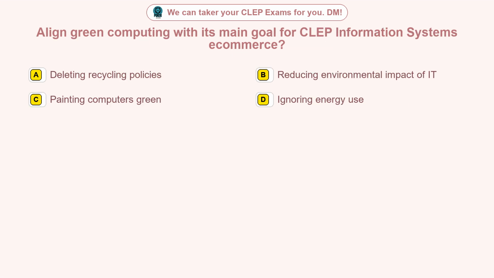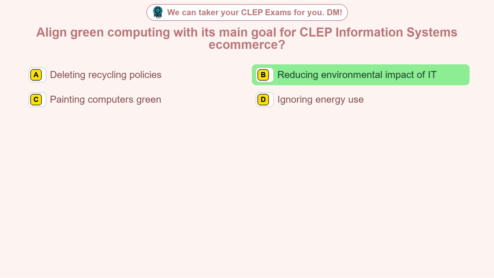Question 95. Align green computing with its main goal for CLEP Information Systems Ecommerce. Option A. Deleting recycling policies. Option B. Reducing environmental impact of IT. Option C. Painting computers green. Option D. Ignoring energy use. The correct answer is option B.